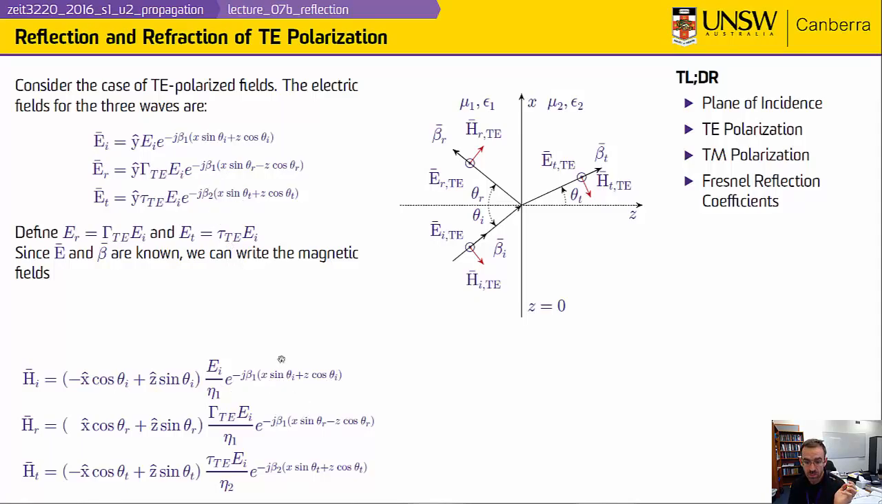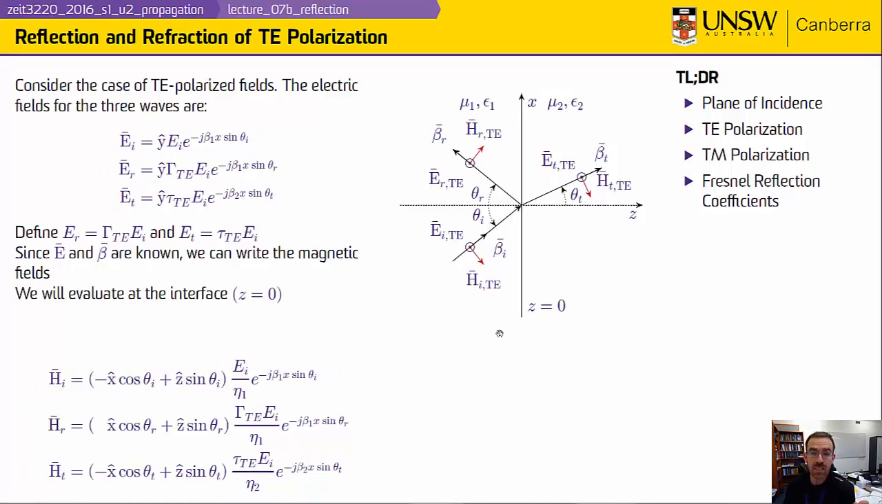So you'll notice that these propagators below are exactly the same as the propagators above. Likewise, the reflected magnetic field has a positive x component and a positive z component, and the transmitted magnetic field looks like this. Note, of course, that the transmitted magnetic field is using wave impedance eta 2 because it's a different material, and it's also using wave number beta 2.